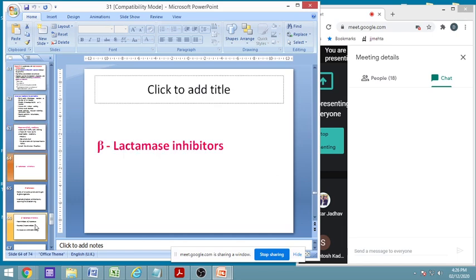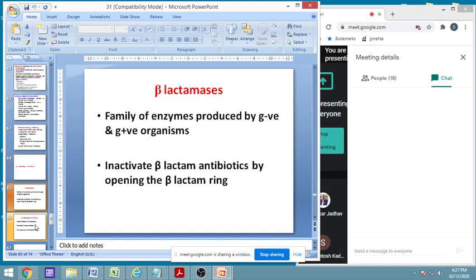Then we have seen that the biggest problem with penicillin is the formation of resistance. How is resistance formed? We have seen one of the most important mechanisms is synthesis of enzymes like penicillinase or beta-lactamase. What will be the job of this? It will break down the beta-lactam ring, and therefore we call it penicillinase or beta-lactamase. Now what can we do about it?